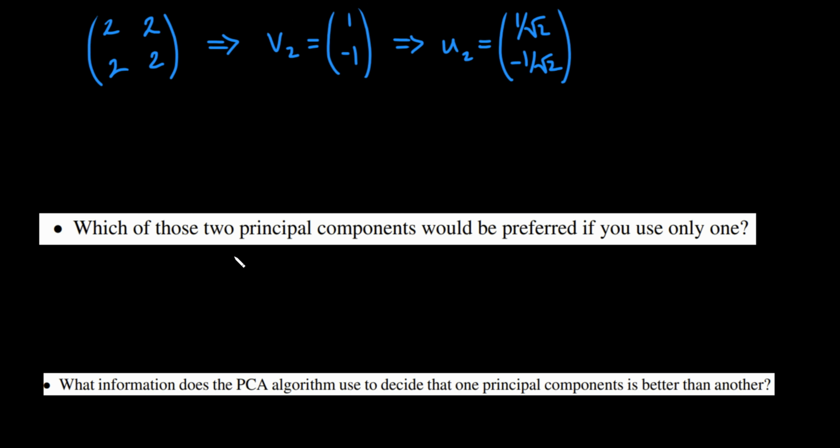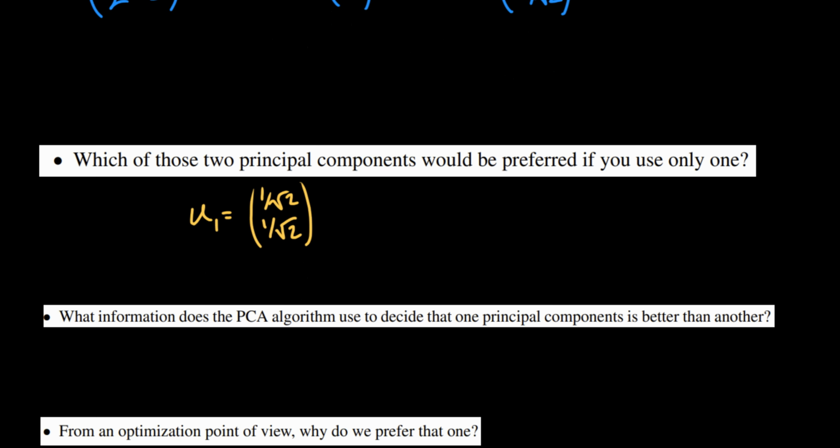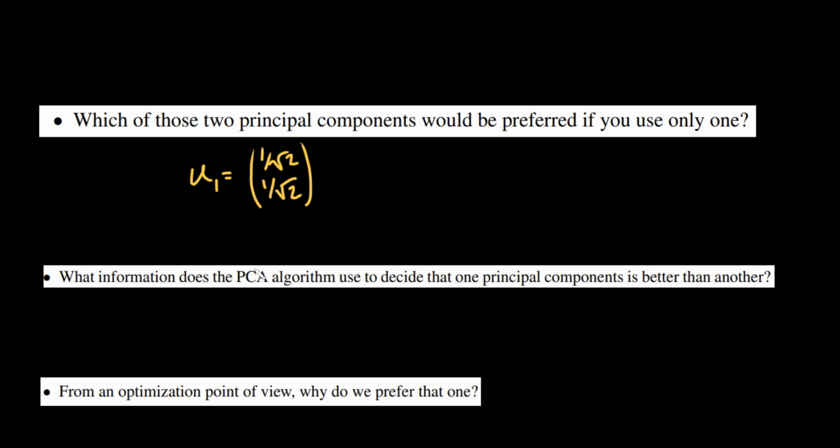So we move on. The next question says, which of the two principal components would be preferred if you only use one? Well, the one that you would prefer to use would actually be u1, which, if you recall, was 1 over root 2, 1 over root 2. Okay, next question. What information does a PCA algorithm use to decide that one principal component is better than another? Well, it uses the eigenvalues. Whichever eigenvalue is largest is the better principal component. And so here we just say the eigenvalues.